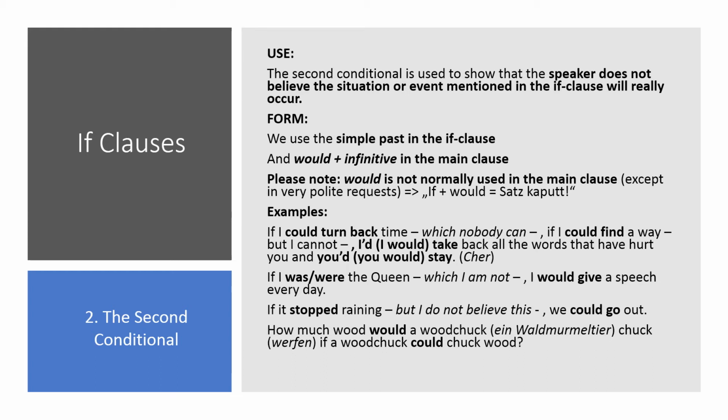So how much would a woodchuck chuck? So this is the main clause, so no if, so I have to use would. If a woodchuck could chuck wood, so could would be the simple past of can. So it's a perfectly okay second conditional sentence here.